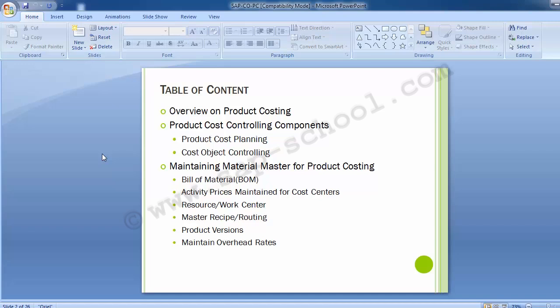So we'll be covering only the overview on the product costing, what it is all about, what are the different components, how it works, what are the different steps within the controlling part which have to be done for product costing calculations. So moving on to the next, the first point as a table of contents, overview on product costing.